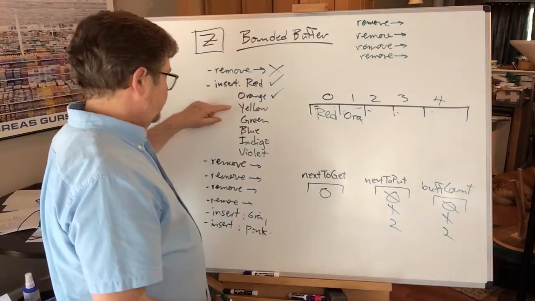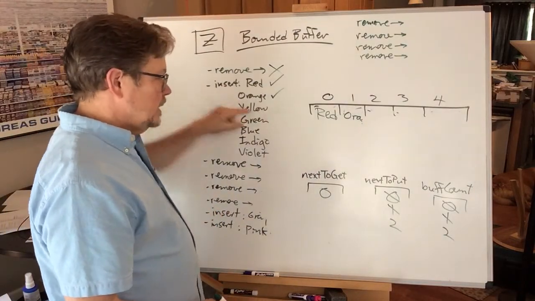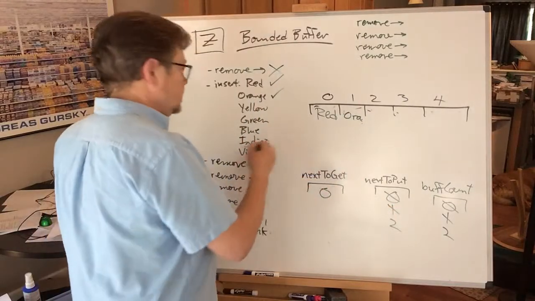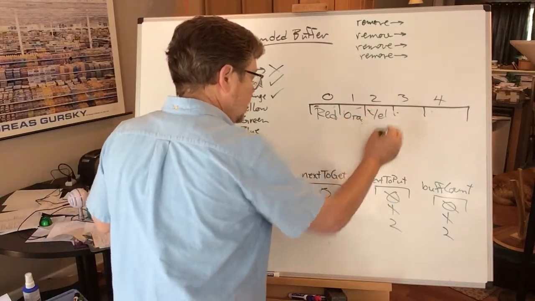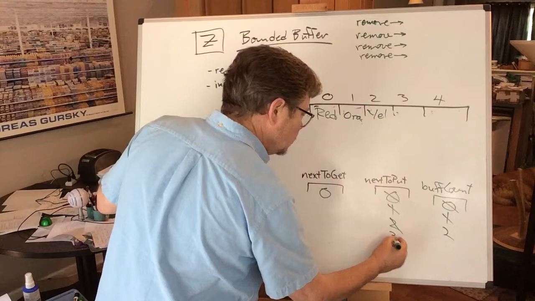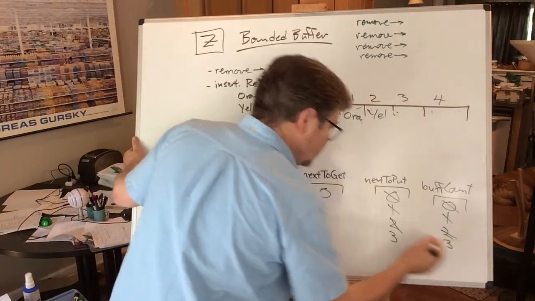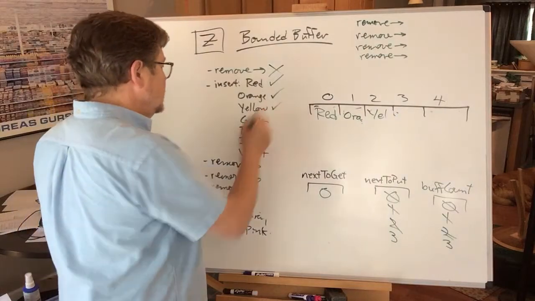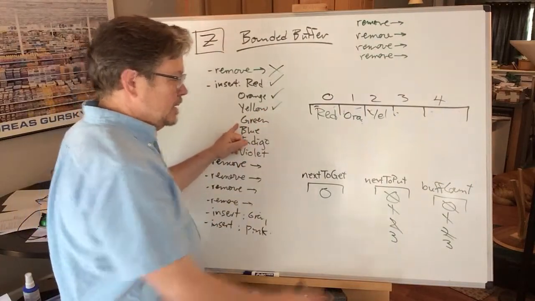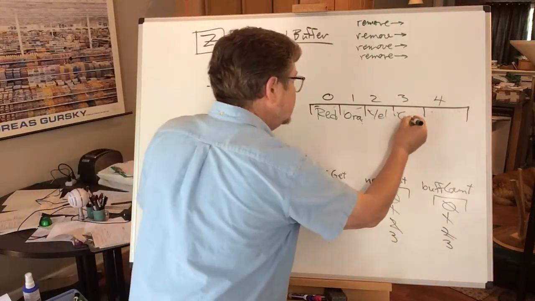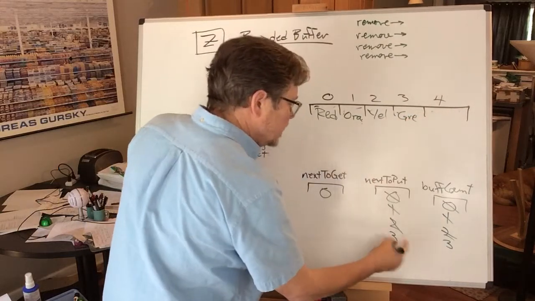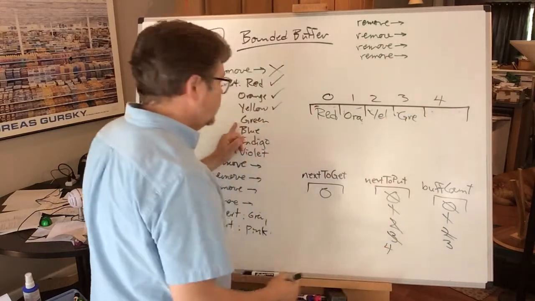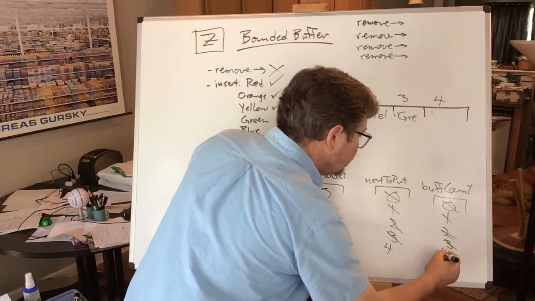Let's see here. Yellow. Let's put yellow in there. Is there room? Yeah, buff count's less than max. So yellow can go here, because next to put told me so. That needs to go up to 3. There are now 3 things in the buffer. Check. Let's try green. Is there space? Yes, 3 is less than 5. Green goes in slot 3 because next to put said so. We bump that up to 4. Now there are 4 things in the buffer.